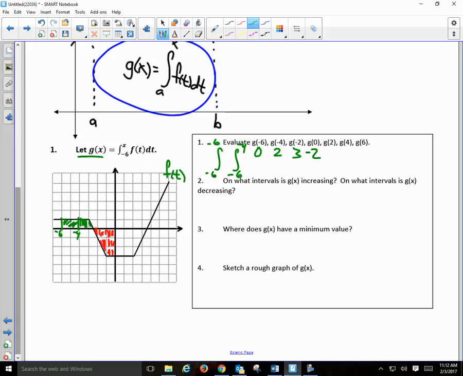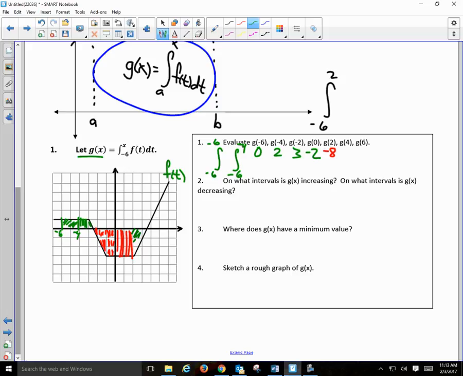So g of 2, again, remember what we're doing. G of 2 is going to be the integral from negative 6 to 2. So we're looking at all the area that's accumulated here. We can pick up more positive or more negative. How many? Yeah, so we're down to negative 8. Then we're going to go to 4.